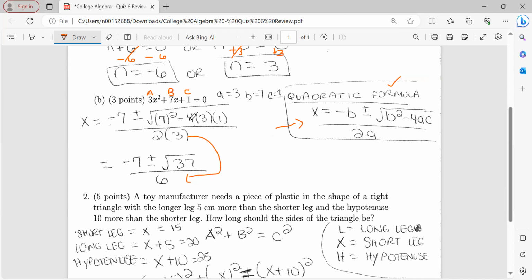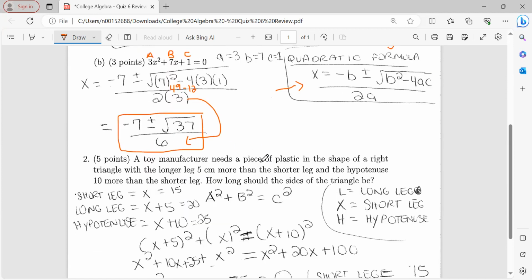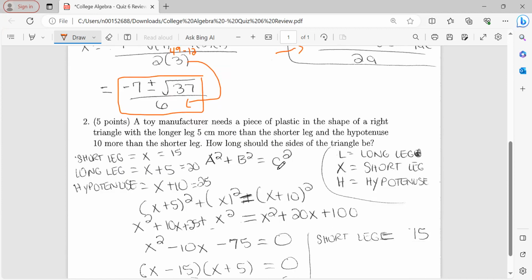Now, underneath this radical expression, we have 7 squared, that's 49, minus 4 times 3 times 1, that's 12. So 49 minus 12, we get the square root of 37. So this is our answer. We could leave it as negative 7 plus or minus the square root of 37 over 6.